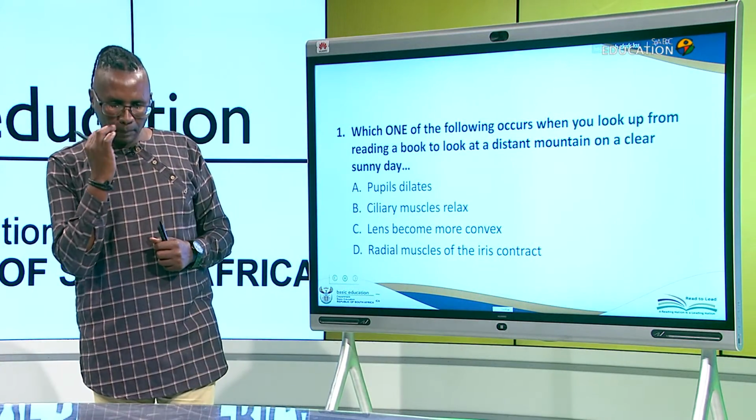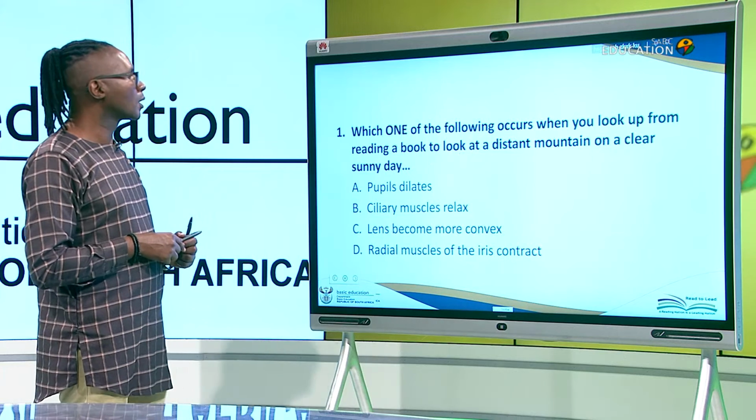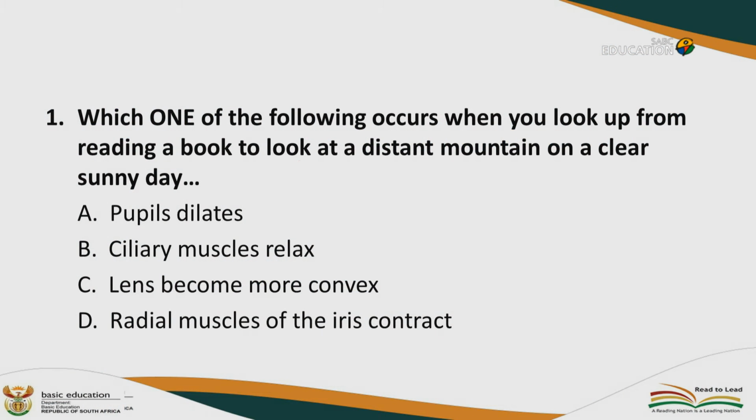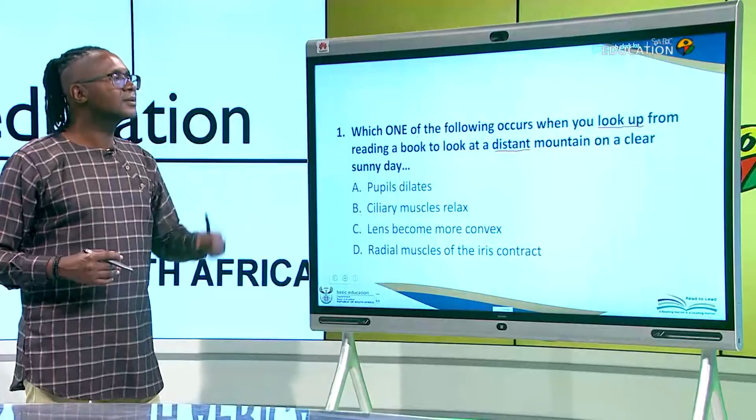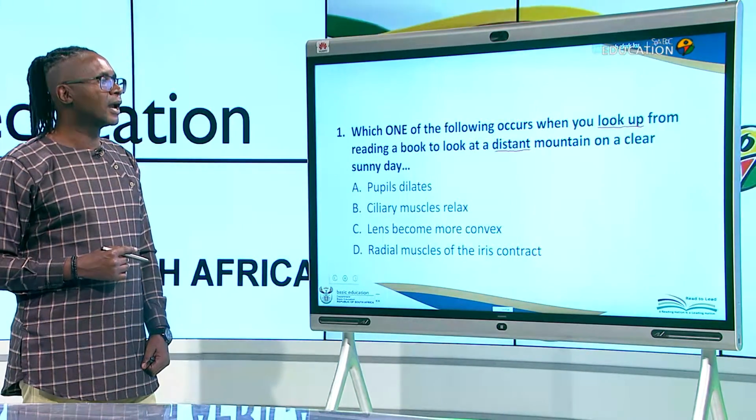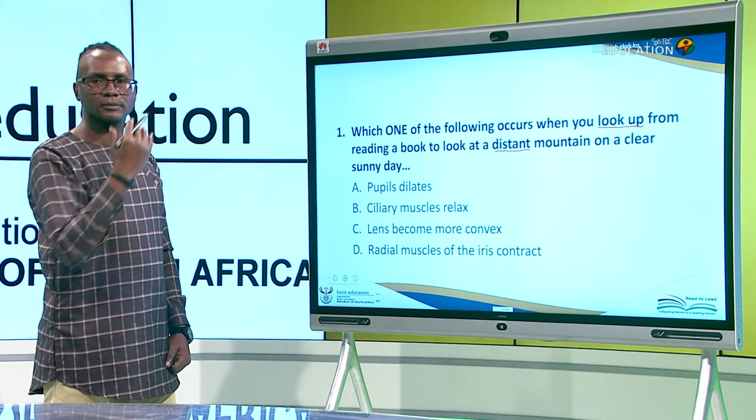Now let's look at this question. Remember we said, we are not going to look at the possible answers. We have to read the entire statement with understanding. Which one of the following occurs when you look up from reading a book to look at a distant mountain on a clear sunny day? This has to do with accommodation.